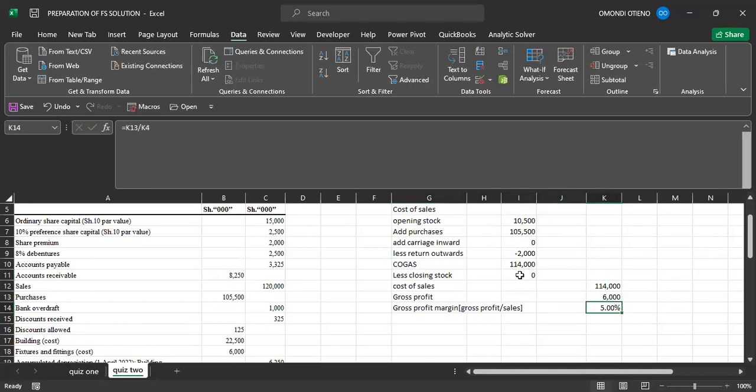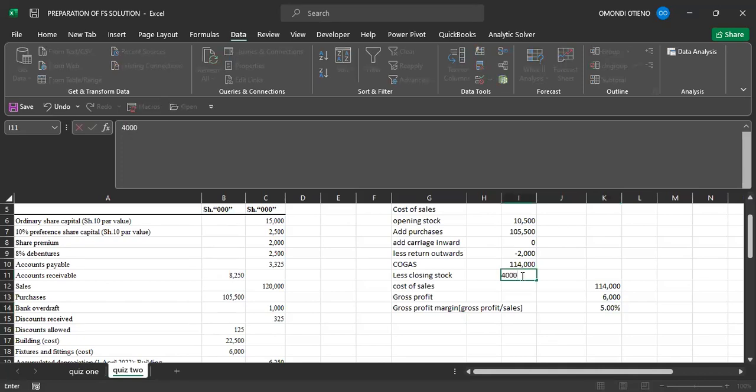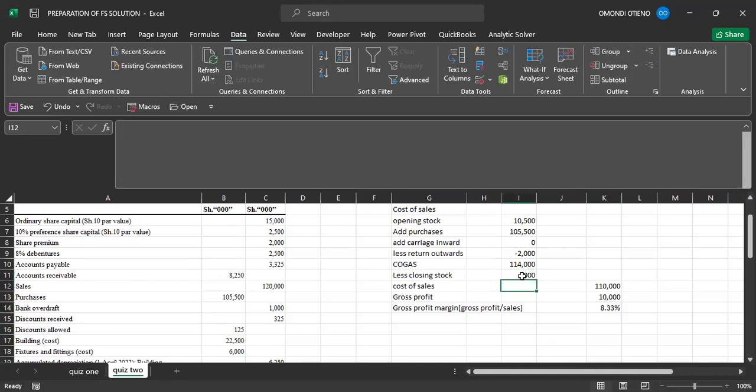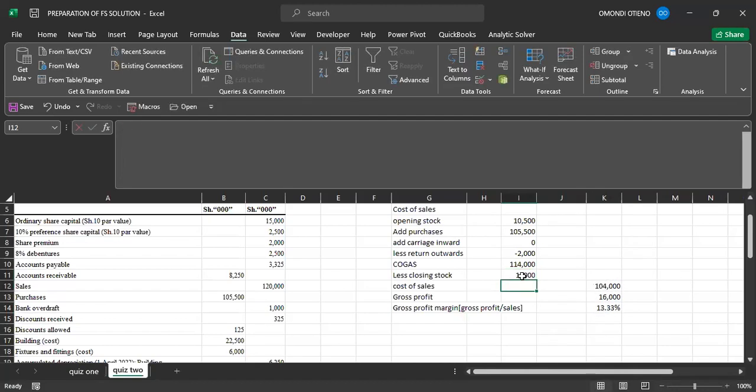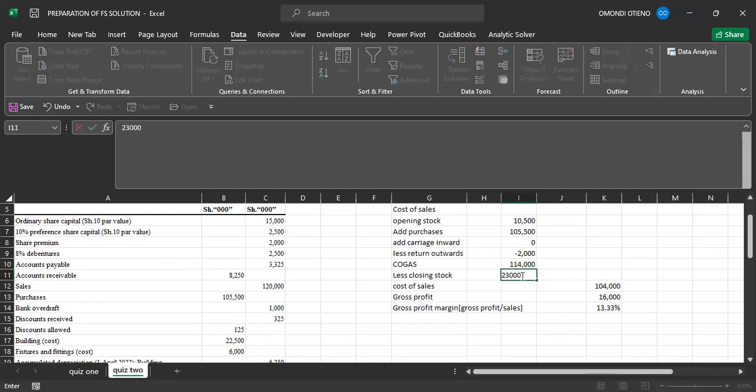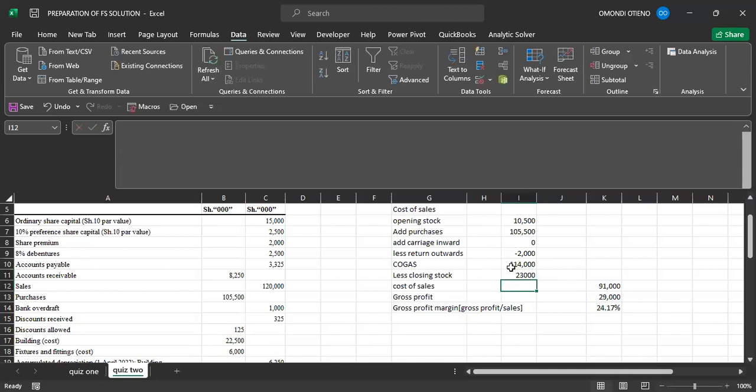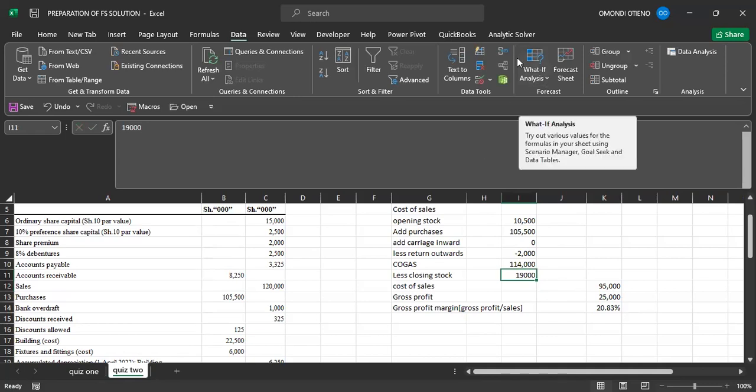So what should we do to closing stock for us to get a gross profit margin of 20%? I've said somebody will be coming here and putting 4,000 to test. It is 8.33. I need to increase this figure to 10,000. It is 13. That is still less than what is required. To 23. It is now more than what is required. It is around 20. 19. It is slightly above what is required. So that trial and error is what we are trying to use what-if analysis to help us solve.